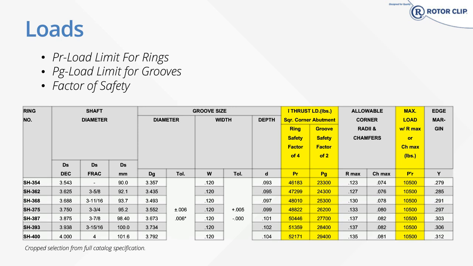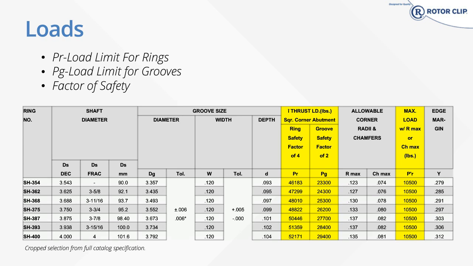So an SH ring versus an E ring, or an SH ring versus another type of ring, will have different correction factors in the calculation. The values listed in the catalog have those correction factors taken into account.